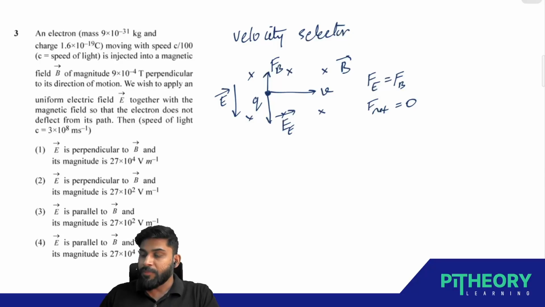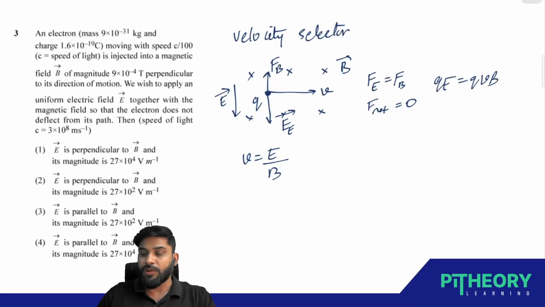From this, we have the relation for the velocity selector, the velocity of the charged particle for it not to get deflected. What is that relation? V is equal to E by B. Basically, it comes from QE equal to QVB. If you solve this, you get V is equal to E by B. So E is equal to B into V.